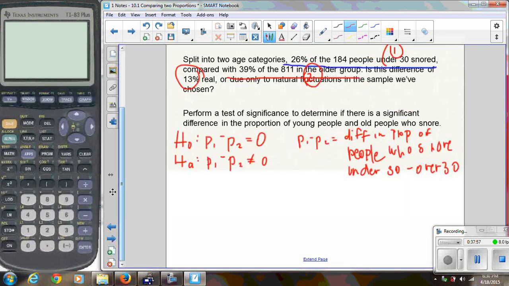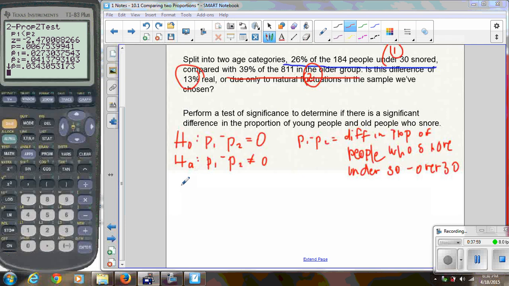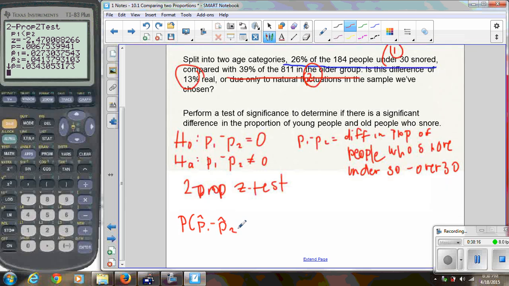So if I want to perform the significance test, let's just jump to it. Let's state the type of test we're using. This is a two-proportion z-test. I already know that the difference in the proportions is 13, so I can start off by saying p hat 1 minus p hat 2.